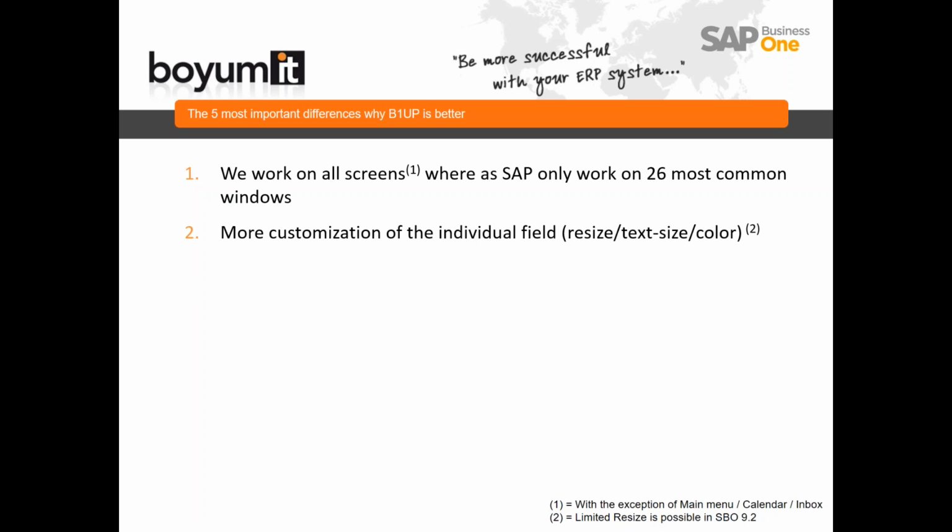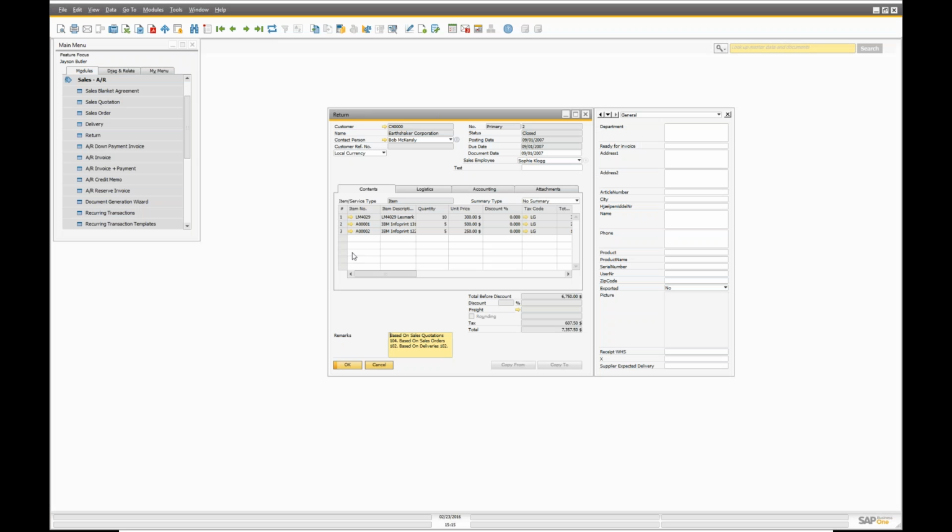Number 2, customization of individual fields. I showed you the return, and I didn't make these align correctly. That's because I actually can't, or at least not in 9.1. 9.2 begins to help a bit, where you actually can go on and do it. But if I enter UI mode again, I cannot make this field smaller so it aligns with this.